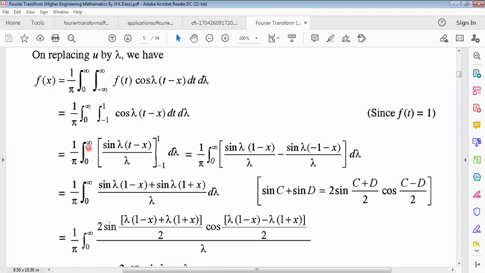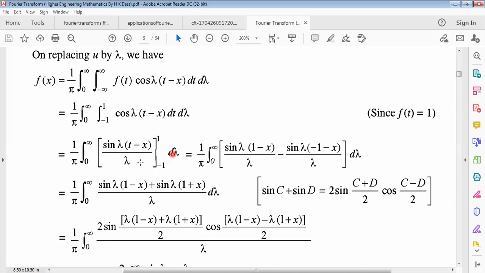Now 1 by pi, 0 to infinity, just using this integration with respect to t. Cos x formula: integration of cos x is sine, and we have to divide by the coefficient of t. The coefficient of t, what? Lambda, since it is lambda t minus lambda x. Dividing by the coefficient of t, we get this integral.